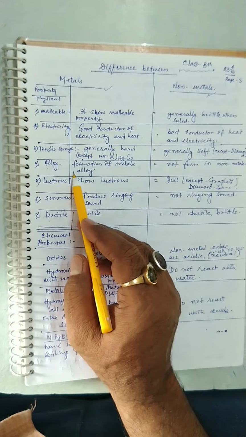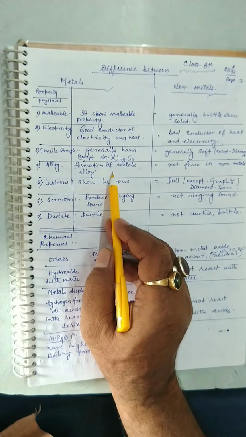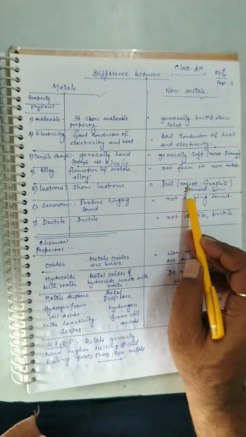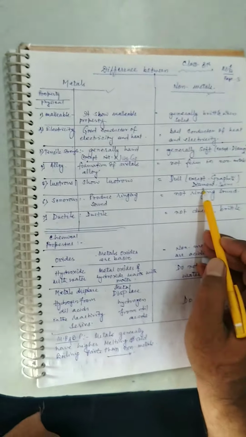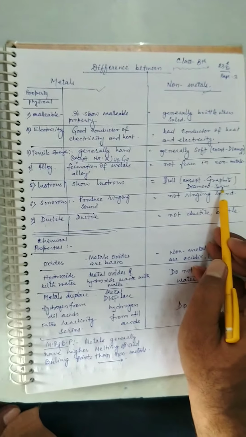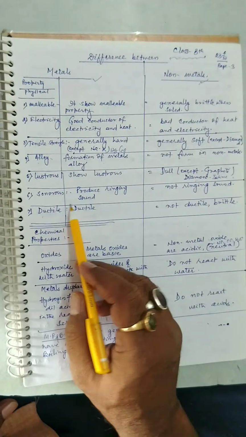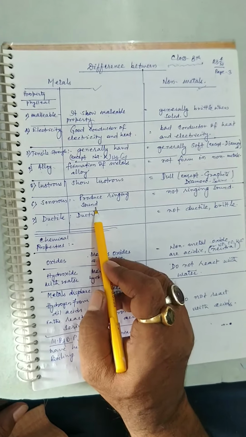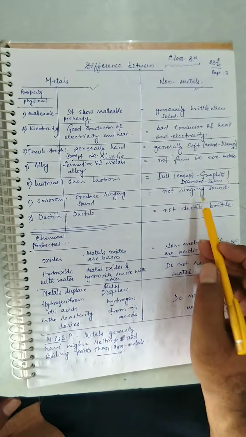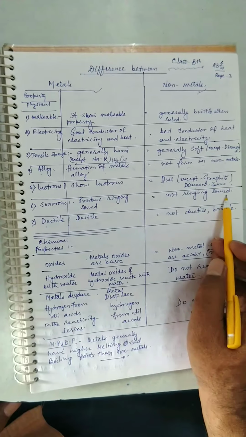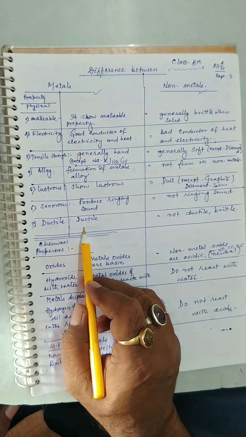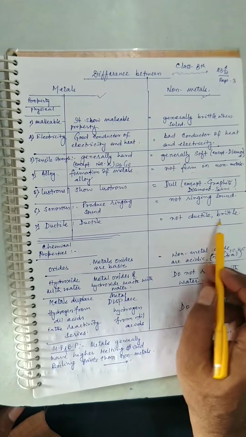Metals form alloys, but non-metals do not form alloys. Non-metals are dull in nature, but graphite, diamond and iodine show lustrous property; it is an exception. Metals produce a ringing sound; non-metals do not. Metals are ductile, we can draw them into wire; non-metals are not ductile, they are brittle in nature.